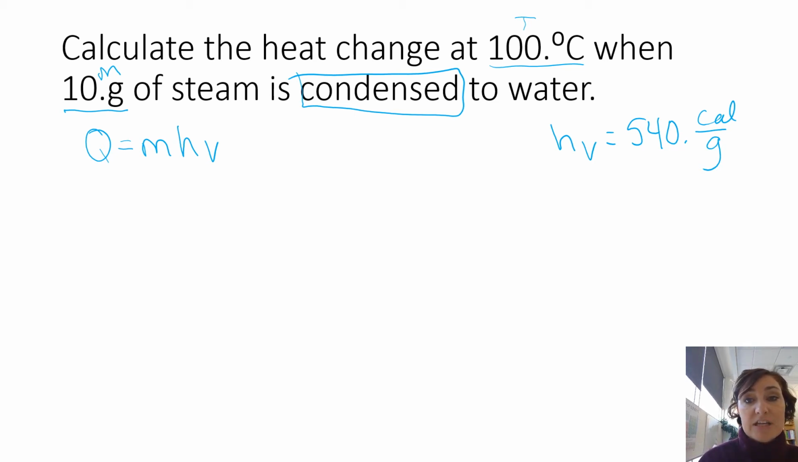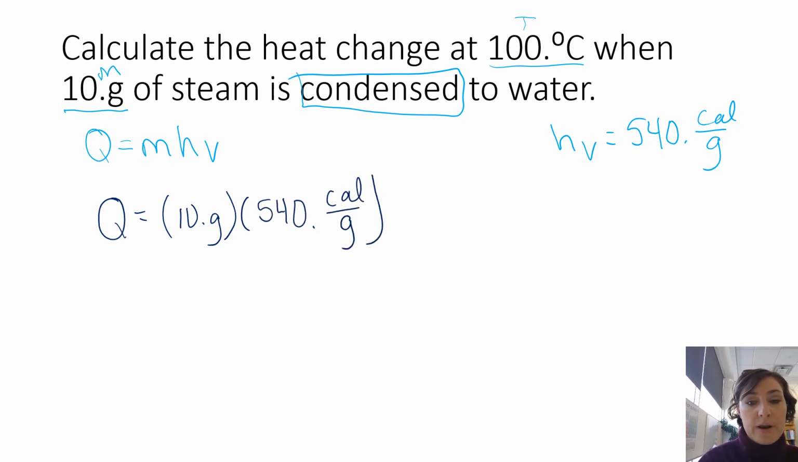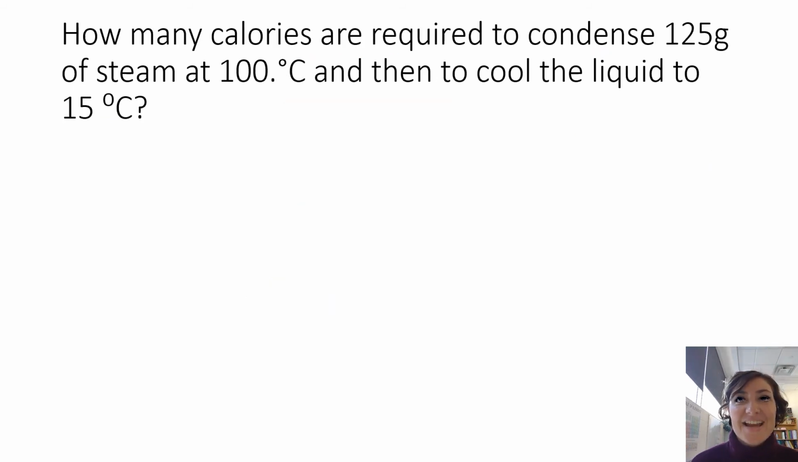They've asked me to calculate the heat change. They want to know how much energy I have either added or gained. So Q is equal to 10 grams times my heat of vaporization value, which is 540 calories per gram. Grams are going to cancel, leaving me with a unit of calories, which makes sense because I'm solving for Q. So what you get, rounded to 2 sig figs, because there's 2 in my original mass and 3 in my heat of vaporization, is 5,400 calories.